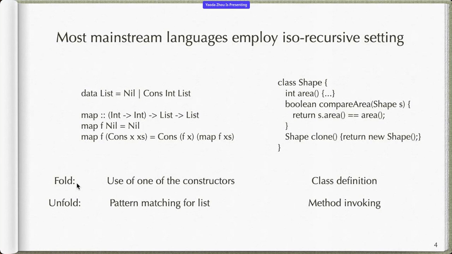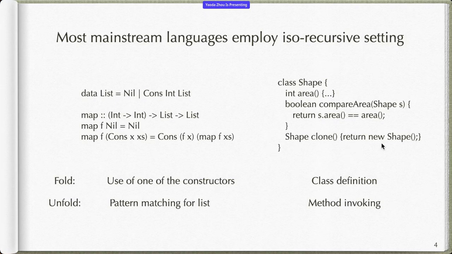For example, the code on the left-hand side is a piece of Haskell code. Here the data type list can be regarded as a recursive type, and the use of the constructor nil or cons can be regarded as a fold operation that creates this list data type. And when we implement this map function, we do the pattern matching, and it can be regarded as an unfold operation.